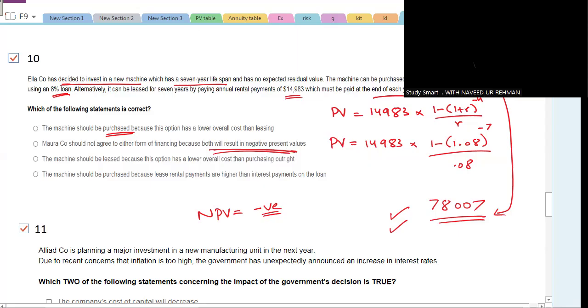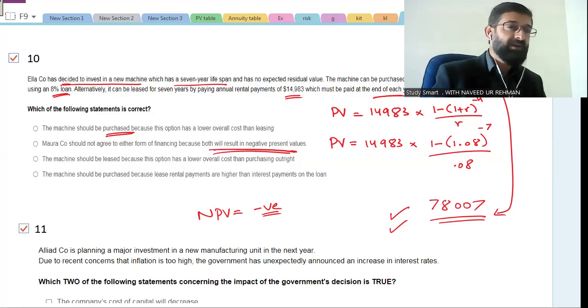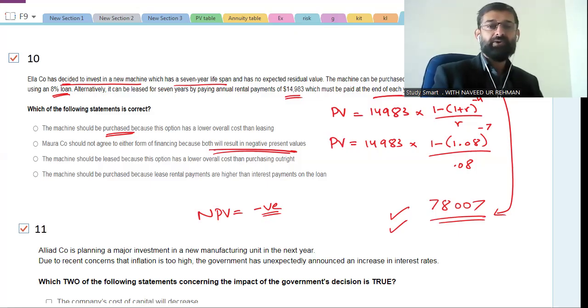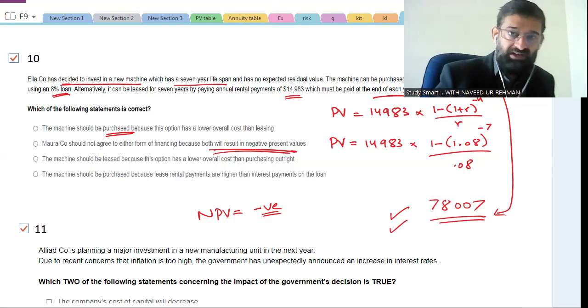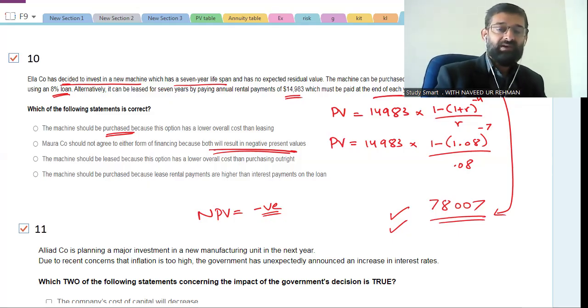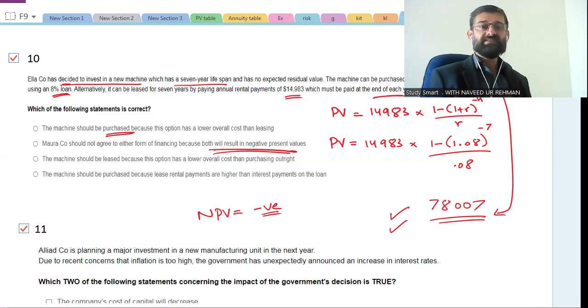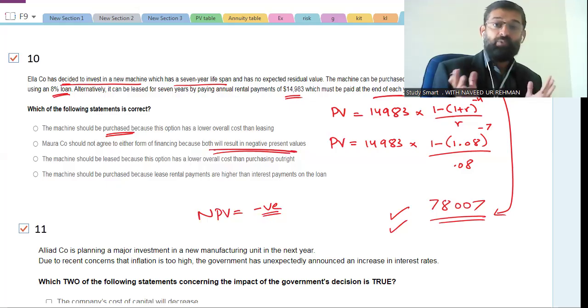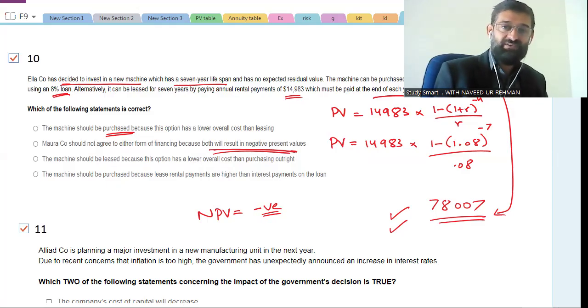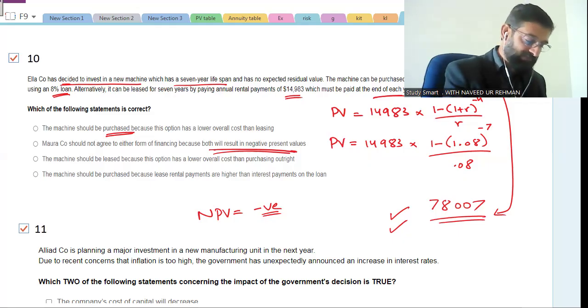Now, sometimes students just memorize: negative NPV, reject the project. You have to look at this more logically. In lease versus buy, you have to see which option is cheaper. As far as the negative NPV is concerned, it will be negative. Why? Because you just have the financing cash flows. Financing will be all negative.